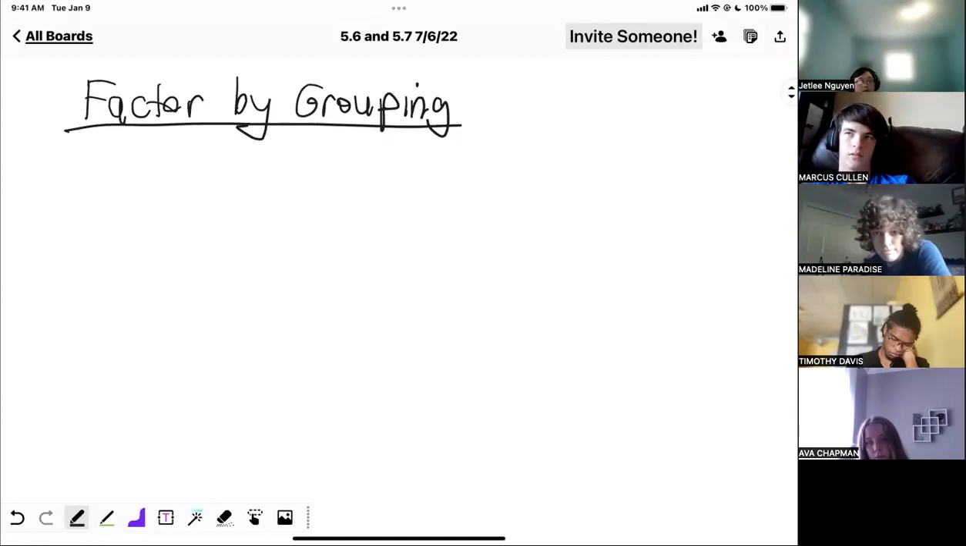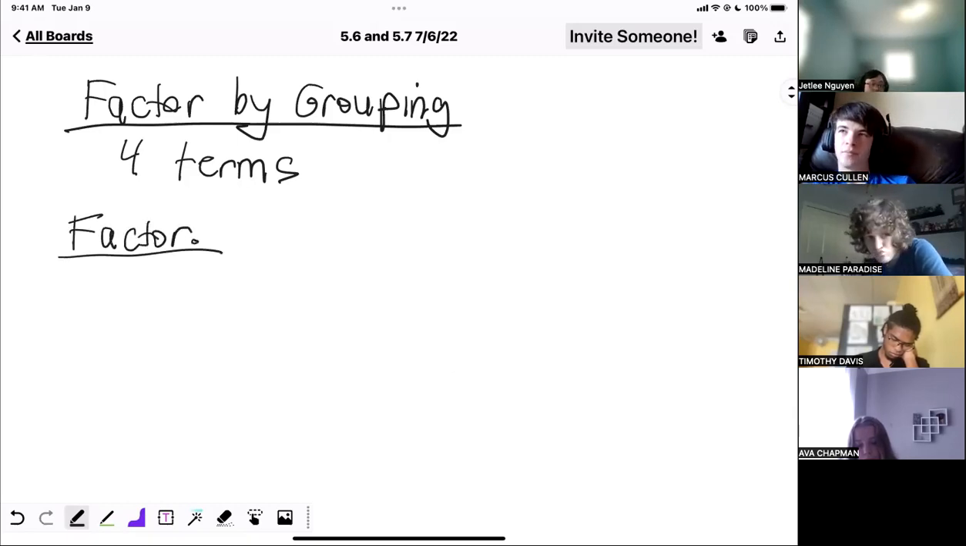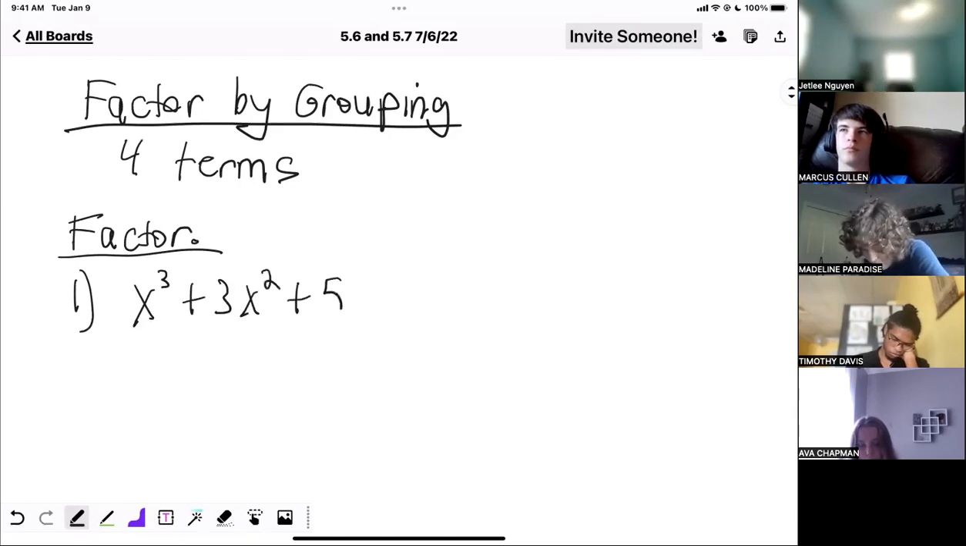So factor by grouping, you want to look for 4 terms. When you see 4 terms, you should think, I'm going to try factor by grouping. And again, we did this already, but I want to make sure we bring it back so you remember. I want you guys to get good at it. So x cubed plus 3x squared. This is like a factor by grouping problem.